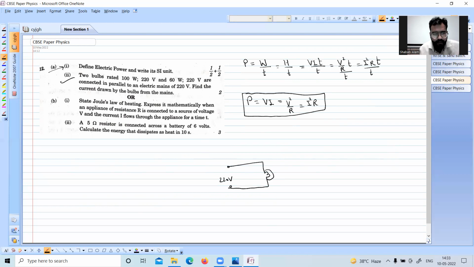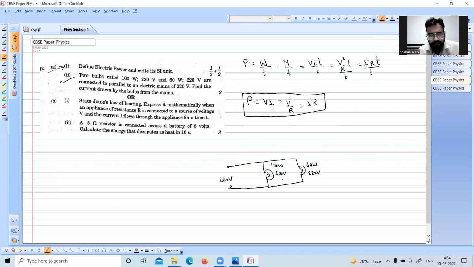This is the first bulb, with a rating of 100 watt with 220 volt. Another bulb is also connected, and this bulb is of 60 watt with 220 volt. So the potential provided to each bulb is the same, and they are connected in parallel to the mains.